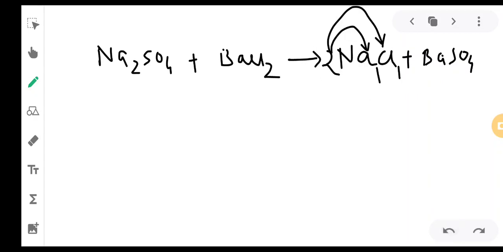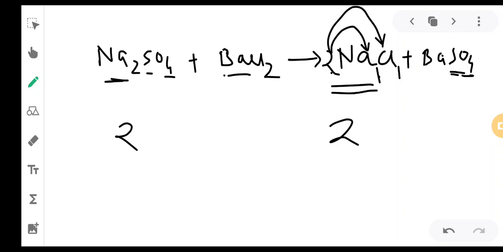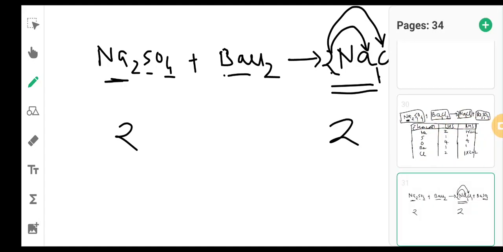So there are 2 atoms of sodium on the left hand side, and 2 atoms of sodium on the right hand side, 1 into 2, 2 into 1. SO4: S is 1 over here, and O4 is there on both sides, 4 atoms of oxygen. For barium, there is 1 barium atom on each side. For chlorine, there are 2 atoms of chlorine on the right hand side and 2 atoms of chlorine on the left hand side. So is everything balanced over here? Yeah. So this is how you have to balance the chemical equation.